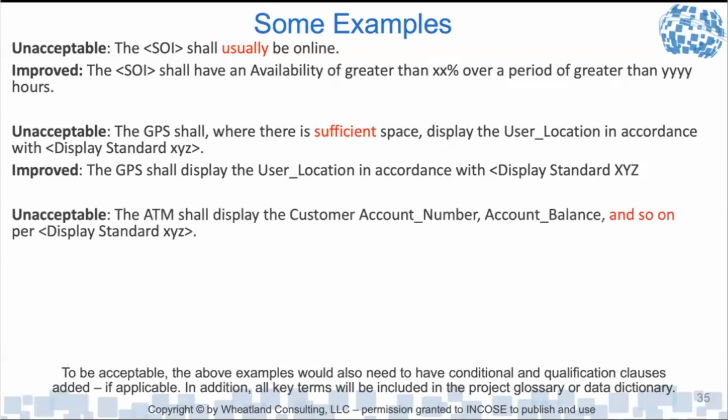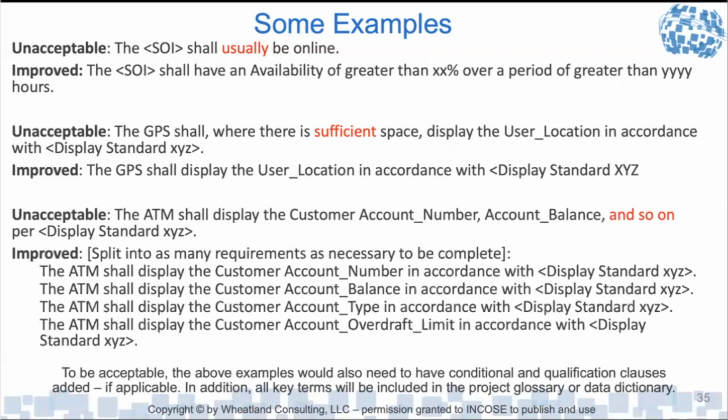The ATM shall display the customer account number, account balance, and so on per display standard. So this implies that in addition to these two parameters, there are other parameters that need to be displayed. But in "and so on," who determines what all the other stuff is? How would you actually verify against this?